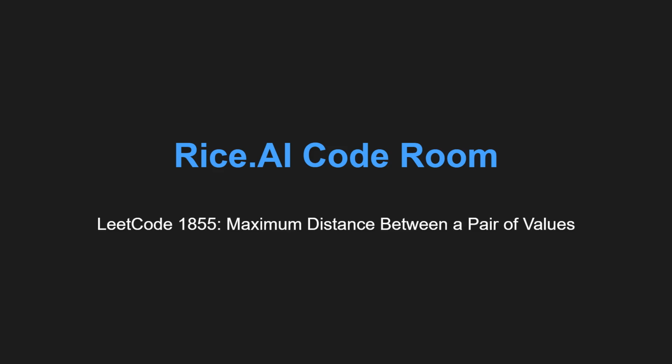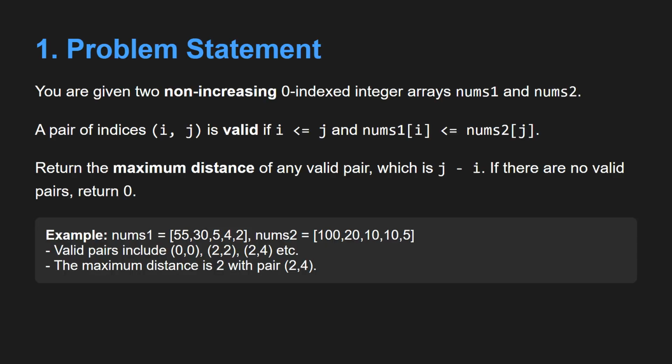Today we are tackling LeetCode 1855, maximum distance between a pair of values. Let's review the problem statement.